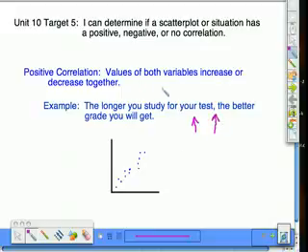Or you could say, or decrease together. You could say the less time I spend studying, the worse my grade is. So they're going in the same direction. That would give me a positive correlation. In a positive correlation, the dots may be scattered, but they tend to go in an increasing upward pattern.